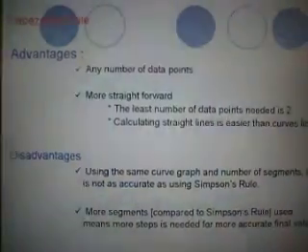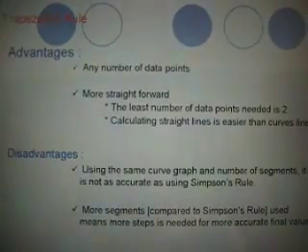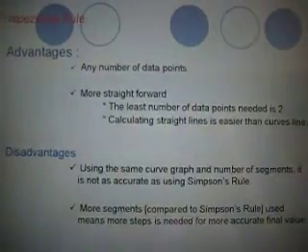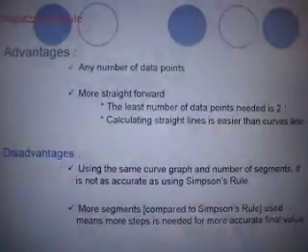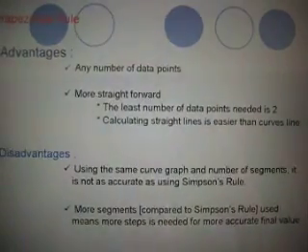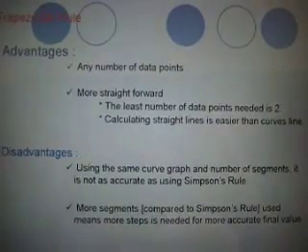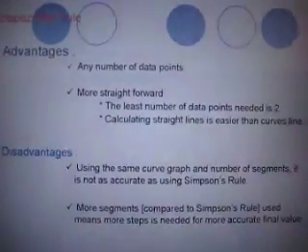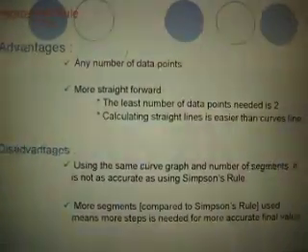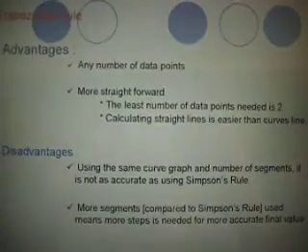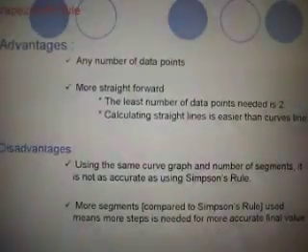Now I'll talk about the advantages and disadvantages of the trapezoid rule. For the advantages, any number of data points can be used, and it's more straightforward because the least number of data points needed is 2, and calculating straight lines is easier than curved lines. But as for the disadvantages, using the same curve graph and number of segments, it is not as accurate as Simpson's rule. It needs more segments compared to Simpson's rule, which means more steps are needed for a more accurate final value.